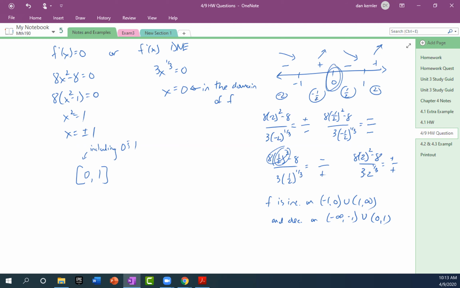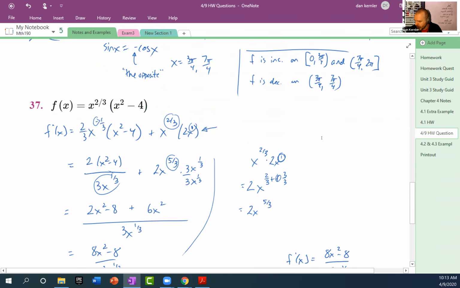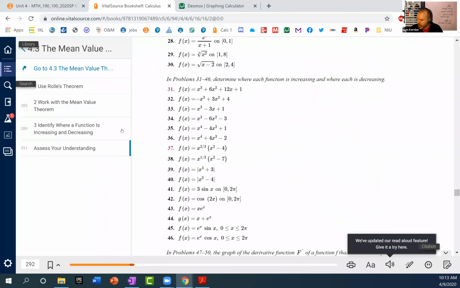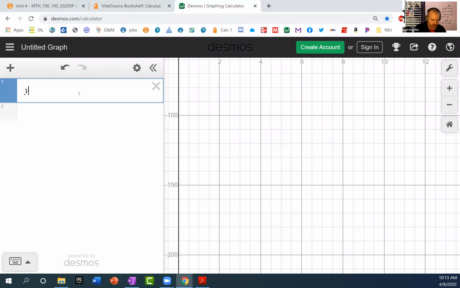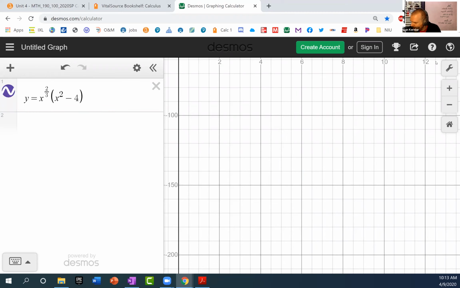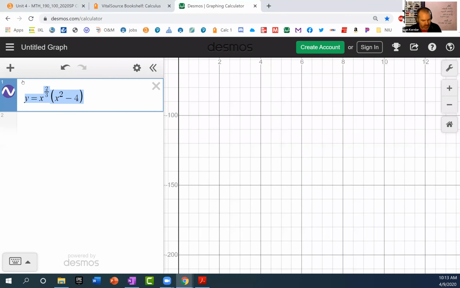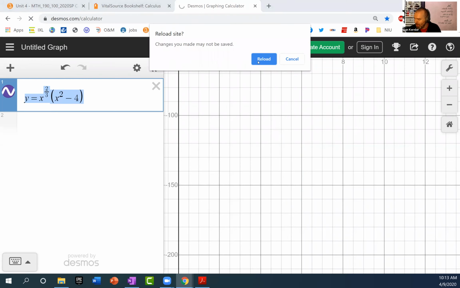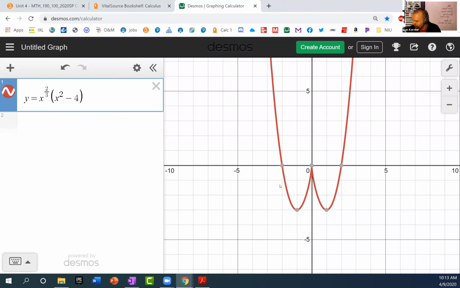Yes. Let's take a look at this one. I think it's always good to look at the graph. I have to remember the original equation: x to the 2/3 times x squared minus 4. I guess we'll see if I did it right. Oh, we have our weird window. I'm just going to copy this and refresh, because we had that weird window for that last function. There we go.